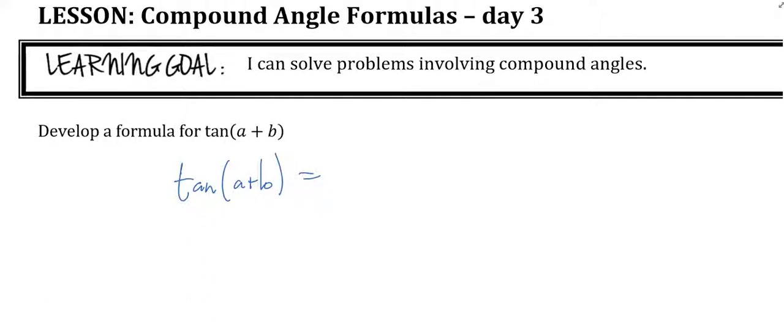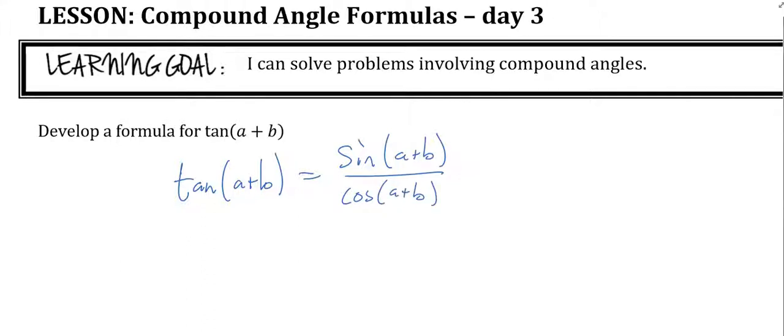If you're not quite sure what we mean, tan of x is sine x over cos x. So tan of a plus b is sine of a plus b over cos of a plus b. Right? That's something that a lot of us could come up with on our own. That's a good start. Now, what would be our next step?